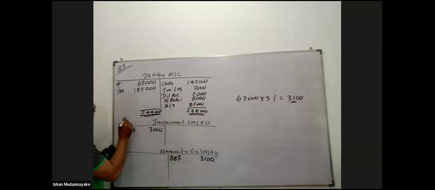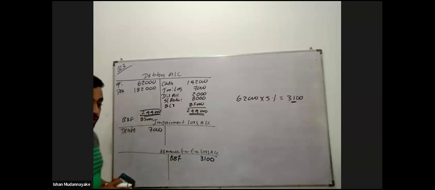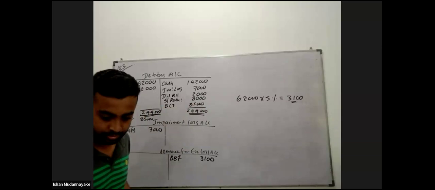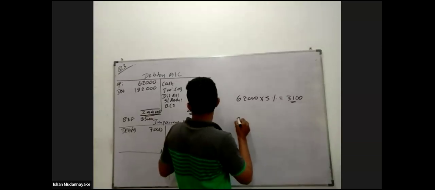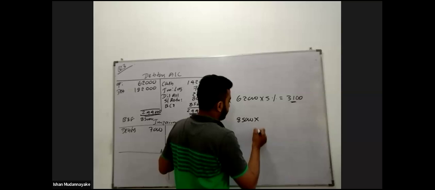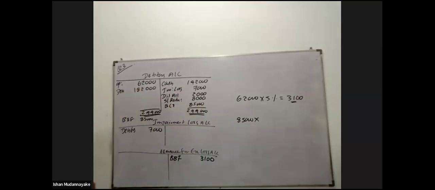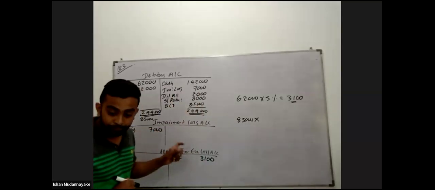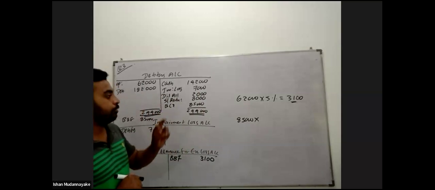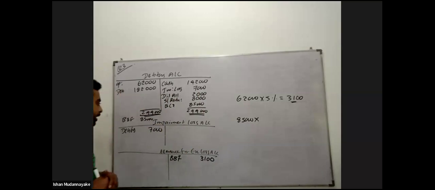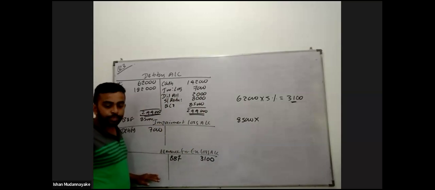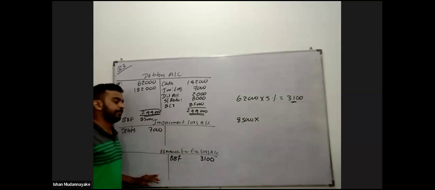Balance brought forward 85,000. Then based on the closing debtors balance, my closing debtors balance is 85,000. Closing debtors balance how much? 85,000. Then 85,000 into 5% should be there in the allowance for expected loss account as closing balance.